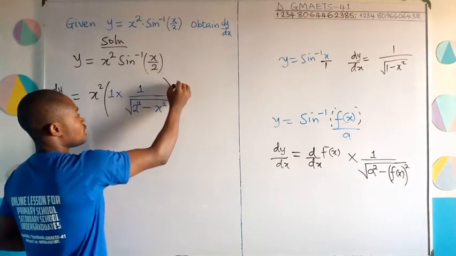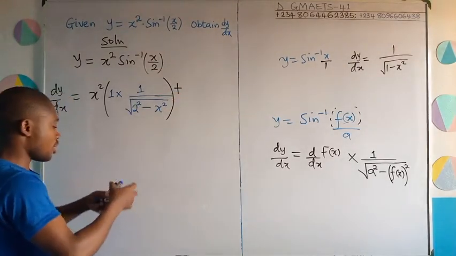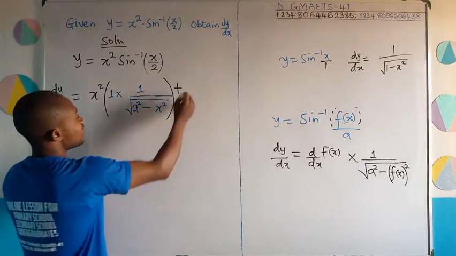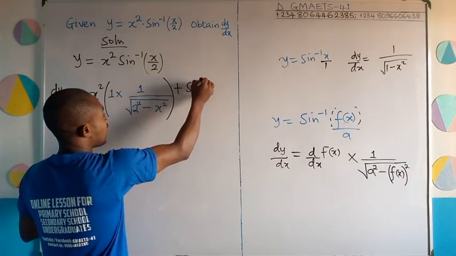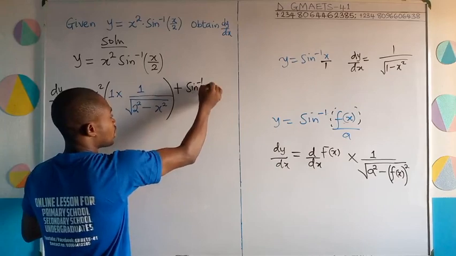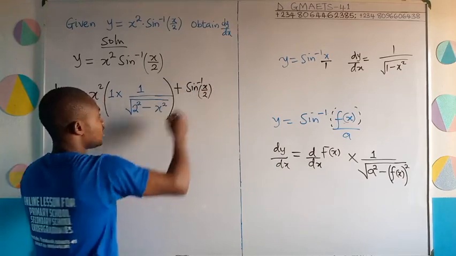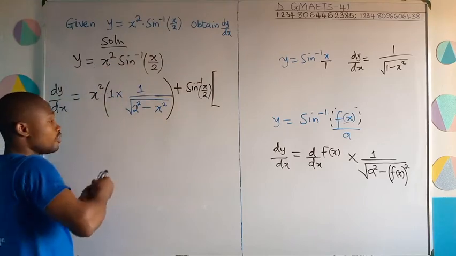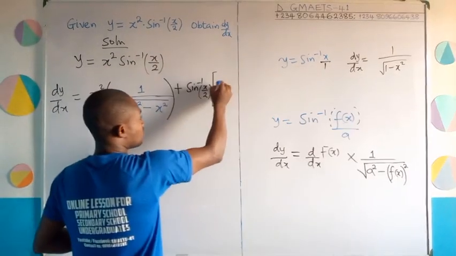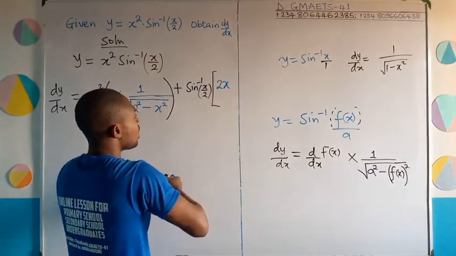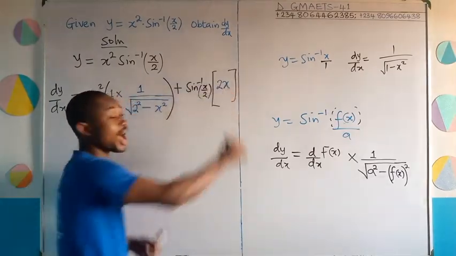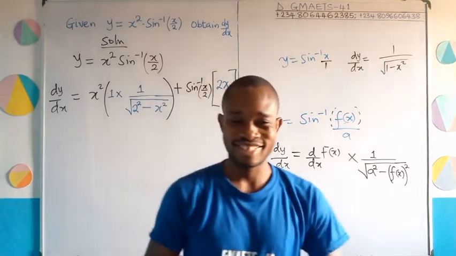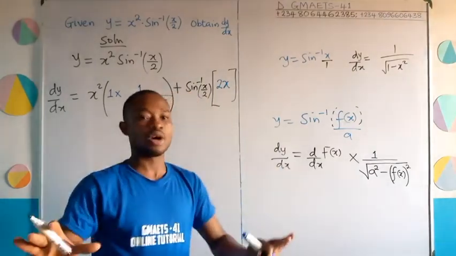Next, we are going to reverse the process. This time around, I will keep the sine inverse constant. So sine inverse of x over 2, I'll keep it constant, and then I am going to differentiate x squared. If you differentiate x squared, you're going to get 2x. And my problem is as good as solved. All I need to do now is just normal simplification.